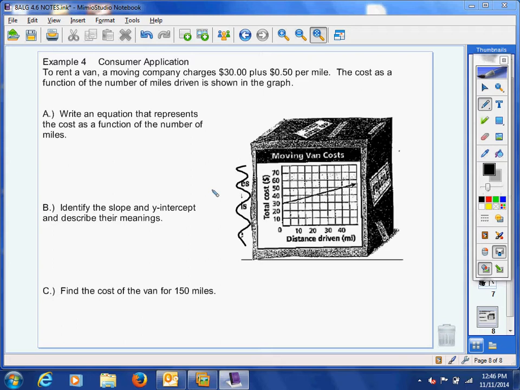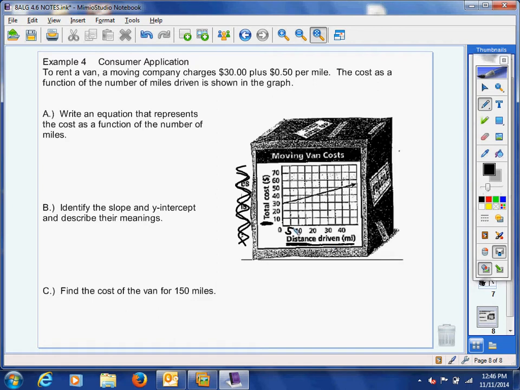You can see our graph, and I want you to take a look at it and notice the y-axis is showing total cost in dollars. It looks like they're going by tens on the y-axis, and the x-axis is distance driven in miles. It looks like they're going in increments of 5, so they're skipping every other one. It may look like they're going by tens on the x-axis, but they're really not. This line in between is actually the 5 right there. So they're going by 5s.